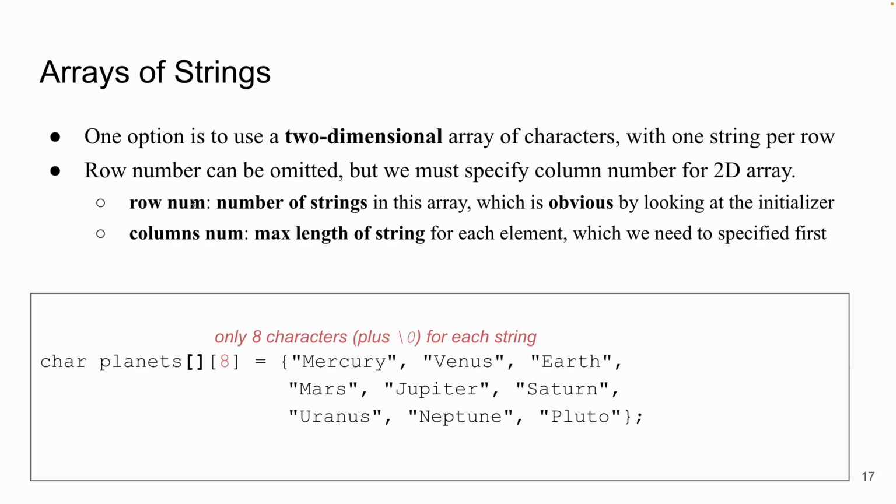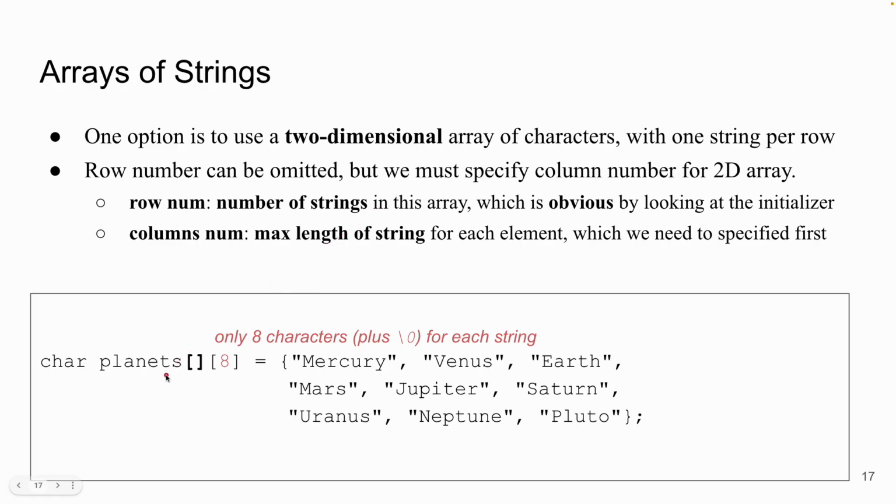So one option is to use two-dimensional character arrays, and then each string will occupy each row. In this case, I use this planet 2D char array to store the names of all the planets in the solar system. And I like Pluto, so I still put Pluto inside. You can see in this case, the row number, the number for the first dimension, can be omitted. We can skip the number here because it can be calculated from the initializers we provided here.